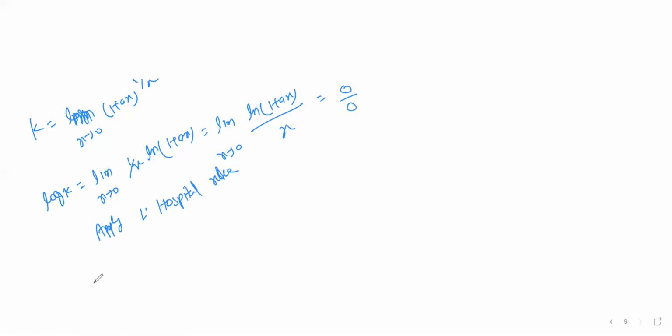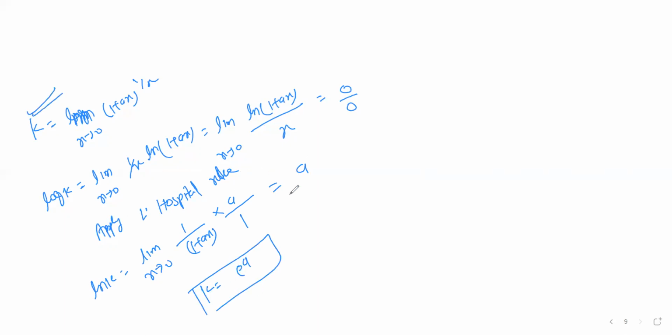Now you apply L'Hospital. So ln k must be equal to limit x tends to 0. Log differentiation is 1 by (1 plus ax), and again the differentiation of 1 plus ax is a, divided by the differentiation of x, which is 1. Now put the limit, you will get the answer a. So ln k is equal to a, so k must be equal to e raised to a, because I need to find the value of the limit, so the limit for the function is e raised to a. So whenever you get this type of limit, always take the log on both the sides.